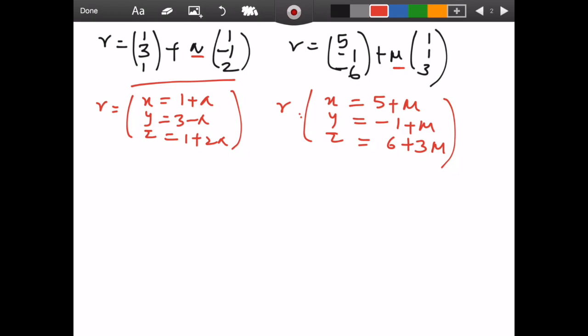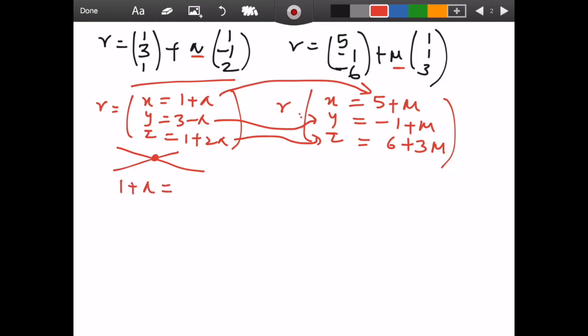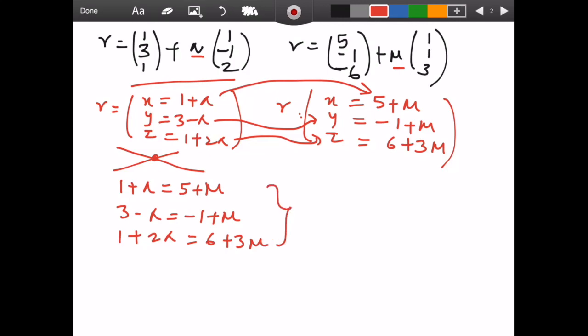Now, if these two lines are intersecting, they must have the same common coordinates for x, y, z. So I equate x with x, y with y, and z with z, and see what we get. We get 1 plus lambda equals 5 plus mu, then 3 minus lambda equals negative 1 plus mu, and 1 plus 2 lambda equals 6 plus 3 mu. Now I'm going to make three simultaneous equations from here.